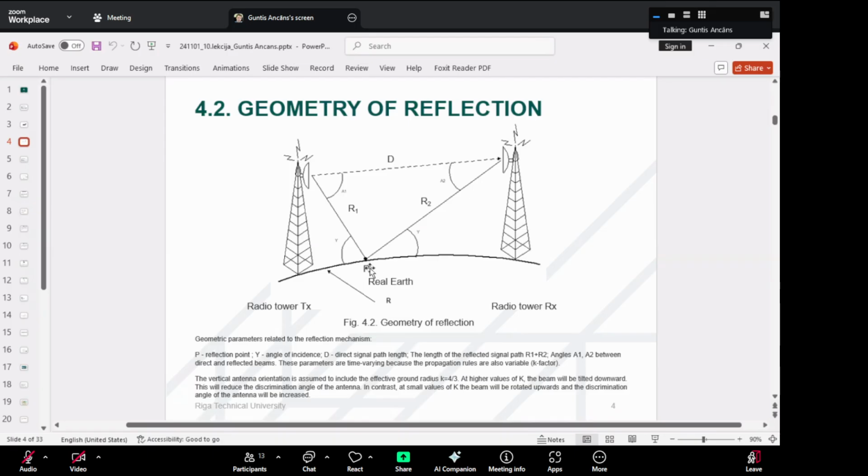Here is the reflection point. So Ni is the angle of incidence. Here is the direct signal path. And the reflected signal path is the sum of R1 plus R2.